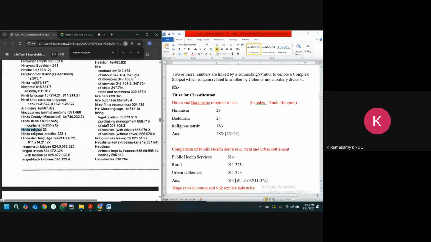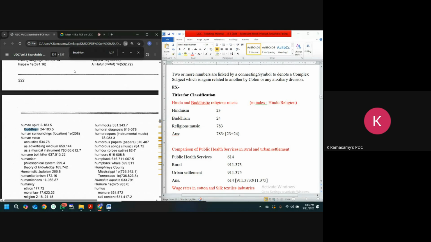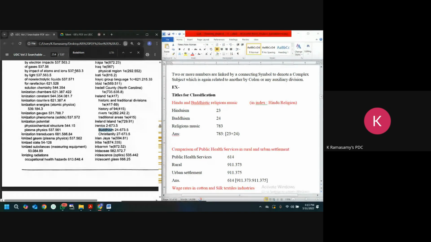To take, what is the number for Hindu religion? 23, I have written. And what is the number for Buddhism? Let me find out. I go to the index, type the keyword Buddhism, and click enter.